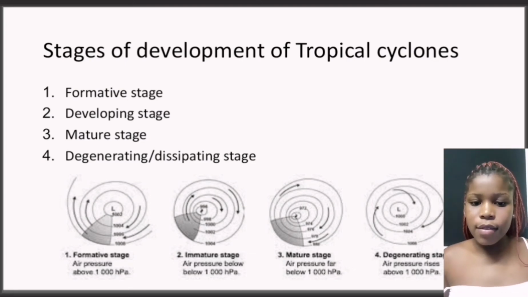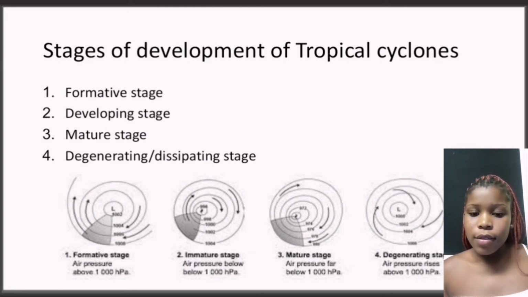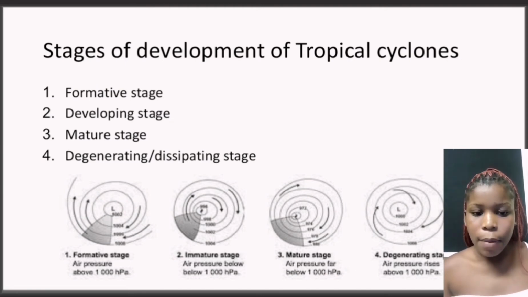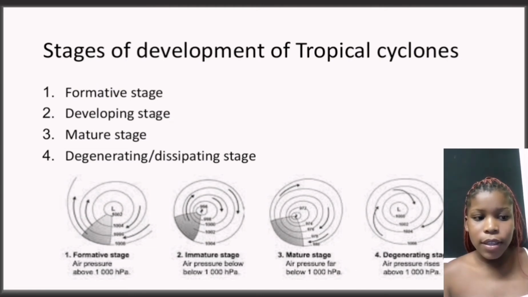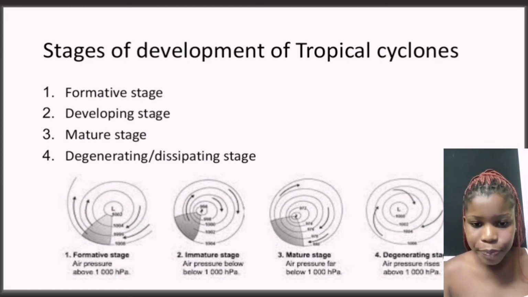The third stage is the mature stage. I want you to think about when people say a person is now mature. They literally mean that the person has fully grown. Just like on the tropical cyclone, on this stage the cyclone has reached its turning point. The pressure gradient is very strong. The wind speed reached hurricane strength. This means that on this stage we experience heavy rainfall.